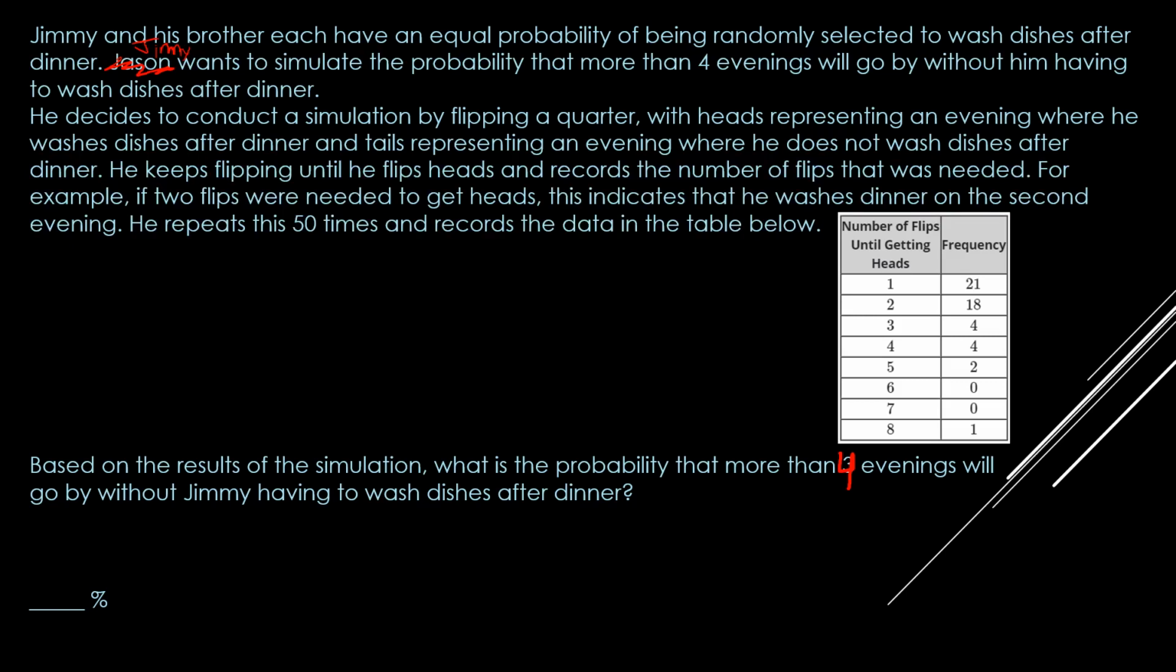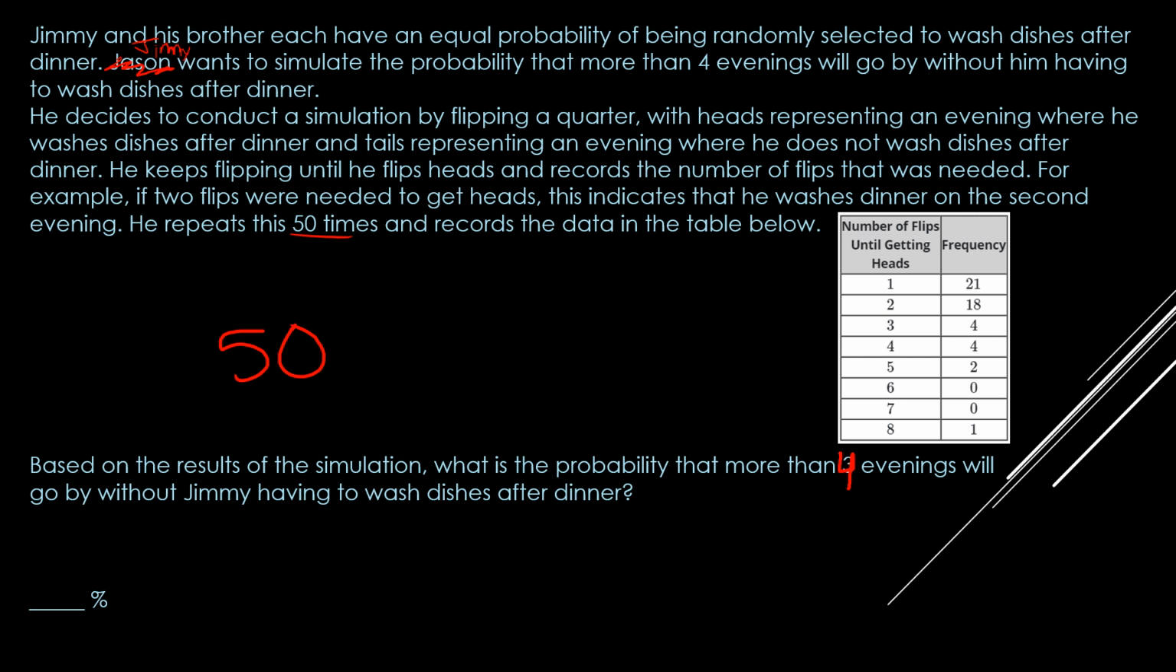So what we're looking for here, 50 is our denominator, correct? And that's because he did this experiment 50 times. So we need to figure out how many evenings, or how many times, he got lucky and did not have to do dishes after 4 evenings in a row.